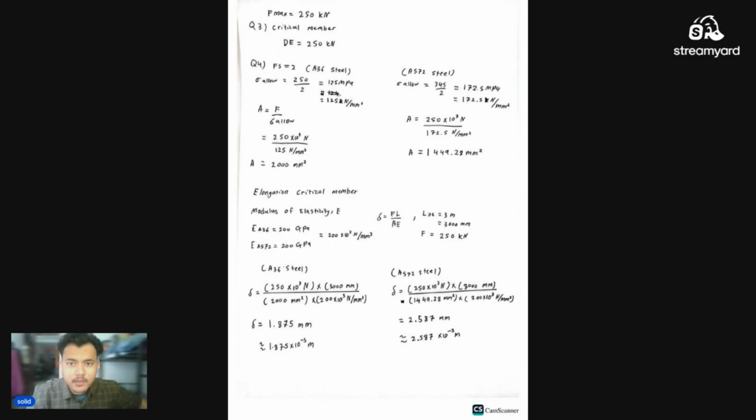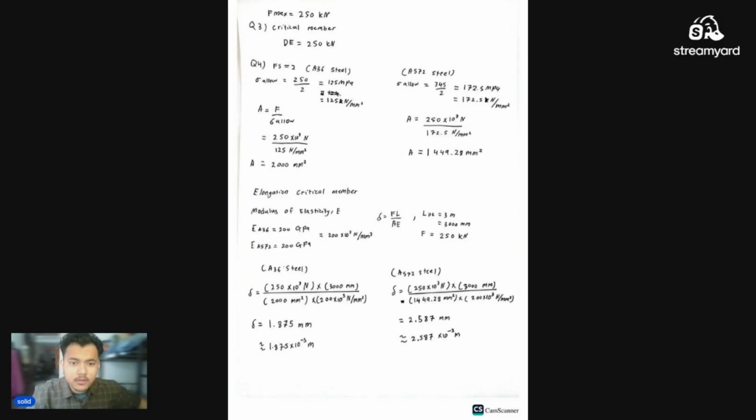Then the next one is A572 steel. Just follow the previous answer. We find the allowable stress is equal to 345 divided by 2, and we get 172.5 Newton per millimeter square, and then the area is equal to 1449.28 millimeter square. And then after we get the area, we have to find the elongation of the critical member.